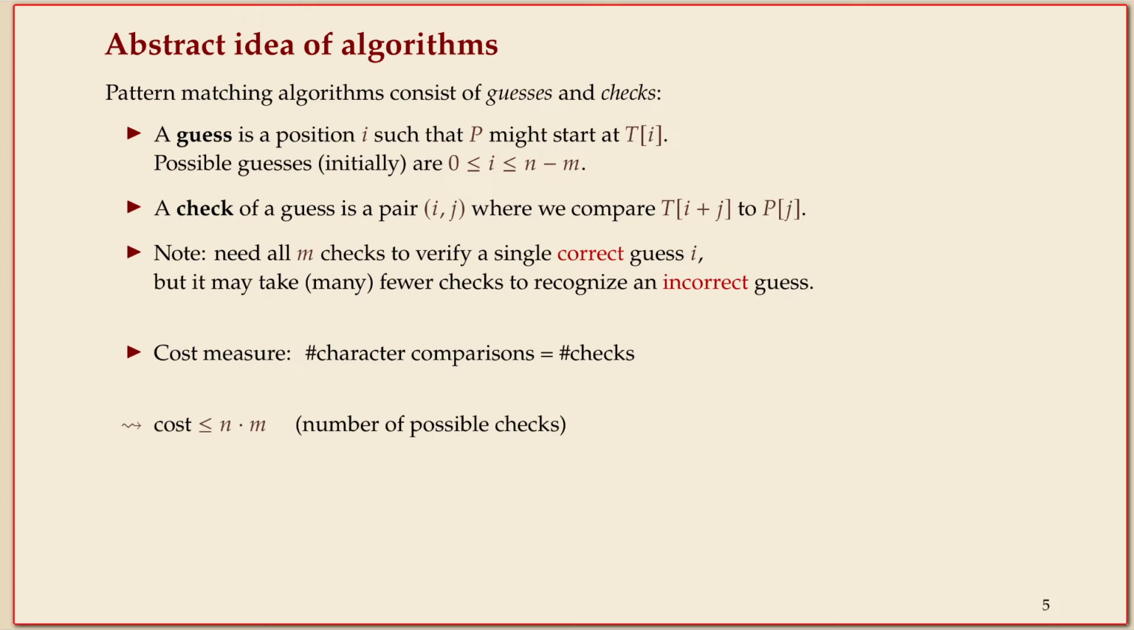A key feature is we need m checks for a correct guess because we have to check all the positions. But we may be much faster with excluding a guess because one mismatch is enough. If we know where to compare to find that mismatch, we can be much quicker. What we'll count in terms of the costs, remember, ultimately it's word RAM, but we want to make our life a little more convenient, so we'll count something more abstract than word RAM instructions. So here I'll usually count the number of character comparisons with the number of checks.